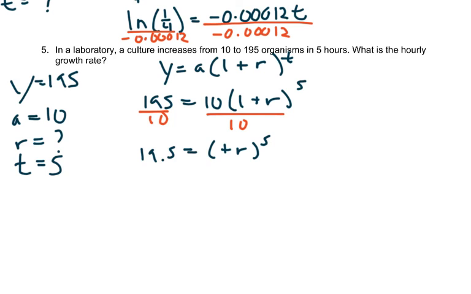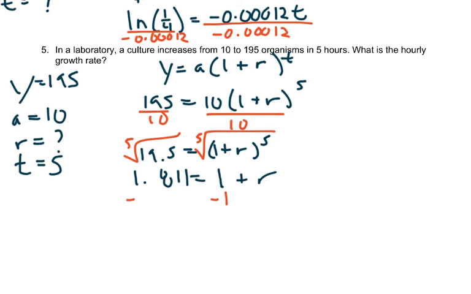Now, to get rid of the 5th power, we're going to take the 5th root of each side. So we take the 5th root of each side, so that the right side will just be 1 plus r, and the left side is 1.811. Subtract 1 from each side, so we get 0.811 equals r, so r is 81.1%.